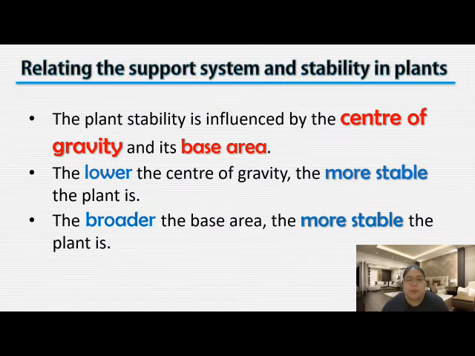Now relating the support system and the stability in the plant. The plant stability is influenced by the center of gravity and also the base area. If you want more stability, it must relate to the center of gravity and the base area. The lower the center of gravity, the better, and the bigger the base area, the better, because it is more stable. So the lower the center of gravity, the more stable the plant. The broader the base area, the more stable it is.